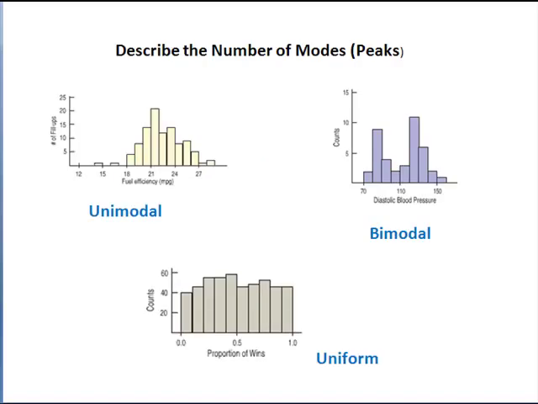The pulse rate data had only one modal bin. Histograms, or stem and leaf displays, that have one modal class are called unimodal.